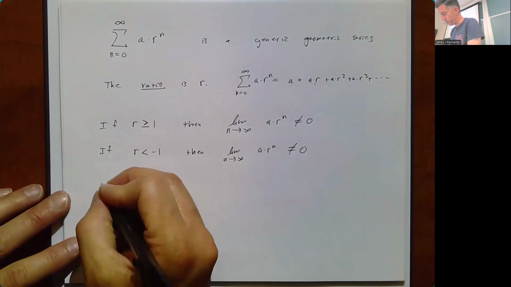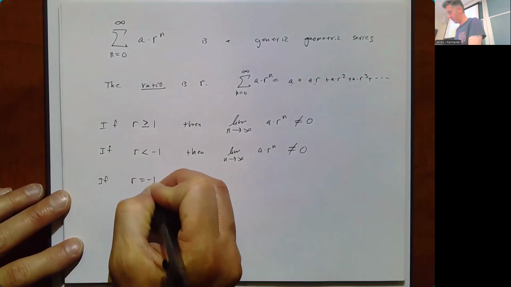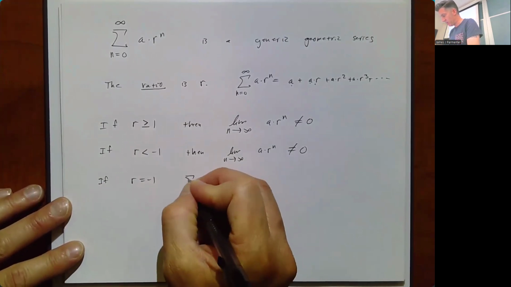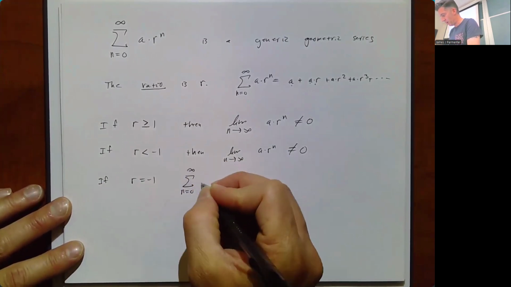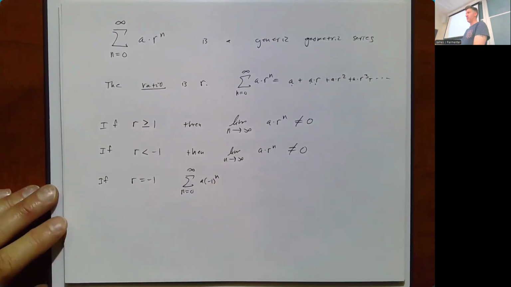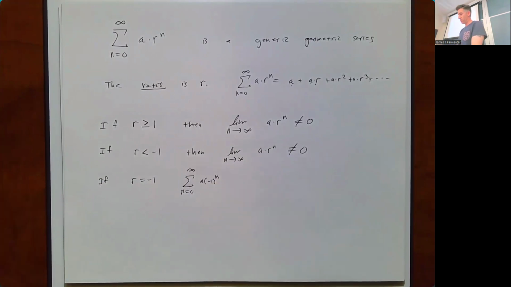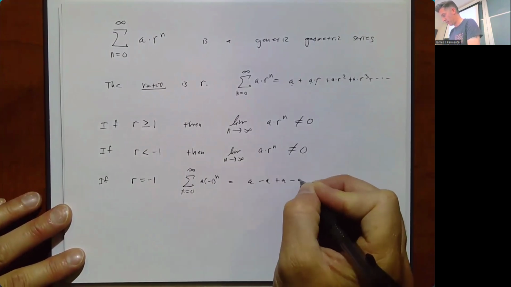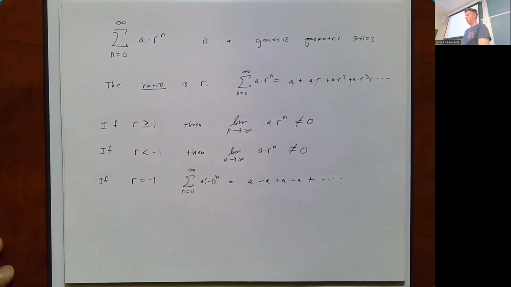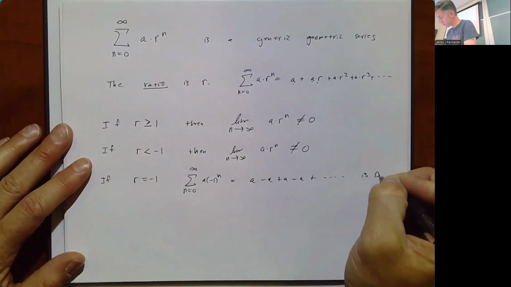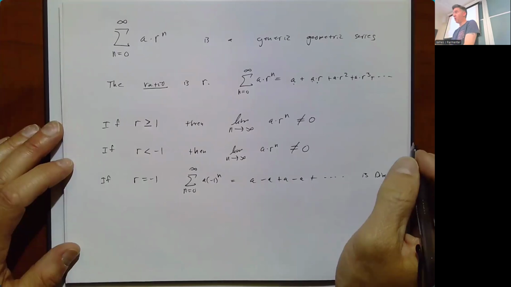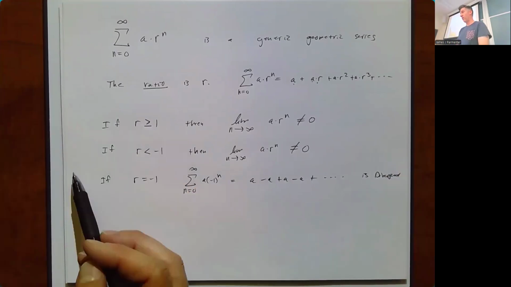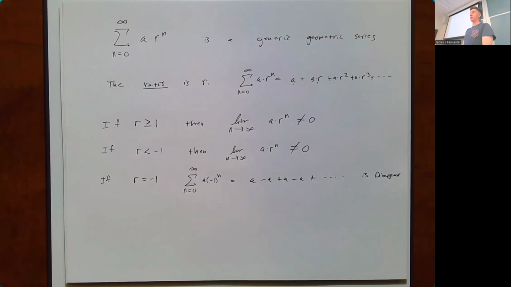And also, if r is equal to -1, then we have a very special case. We have the sum from n equals 0 to infinity of a times -1 to the n. But this is actually an example we've almost already covered. This is just going to be a minus a plus a minus a forever and ever. And just like 1 minus 1 plus 1 minus 1 plus 1 minus 1 diverges, this also diverges. So these are the values of r that make a geometric series diverge.